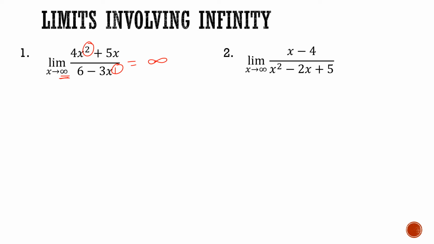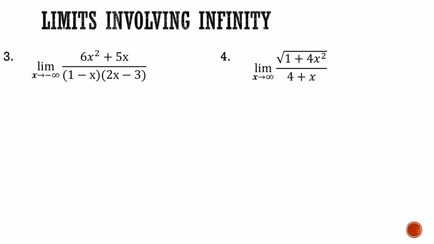All right, the next one, I have a degree on the top of 1, and I have a degree on the bottom of 2. The degree of the top is smaller than the degree of the bottom, so my limit is going to equal 0.